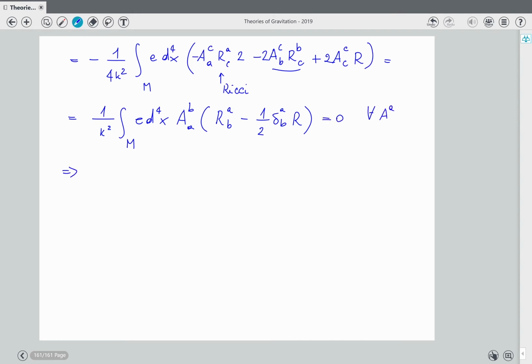So when this is 0 for every A, it means R_{AB} minus 1/2 delta_{AB} R equals 0. And if you want, you can go back to flat space indices, raise or lower the indices or convert them into the metric. And again, let me remind you that this R is the Ricci scalar.